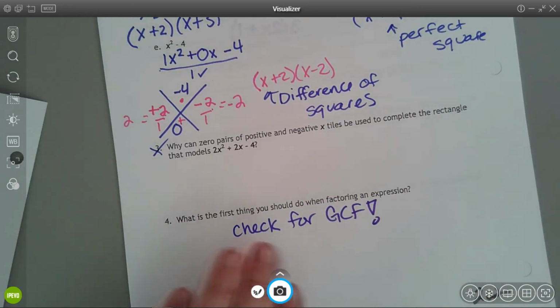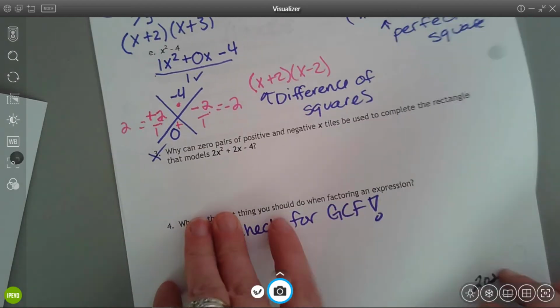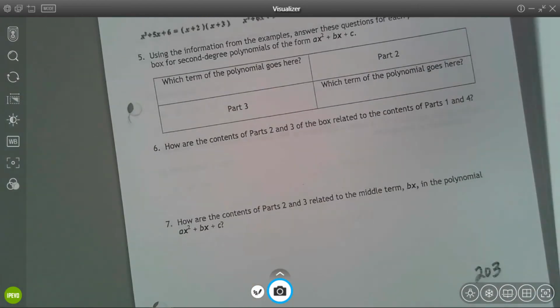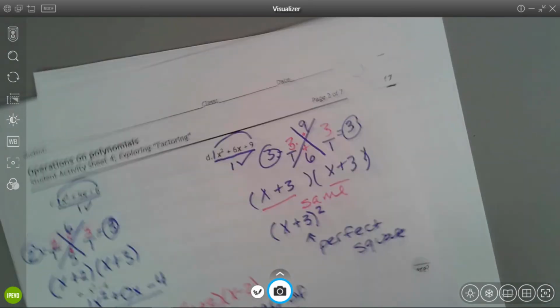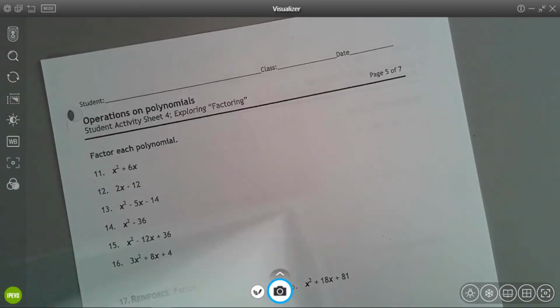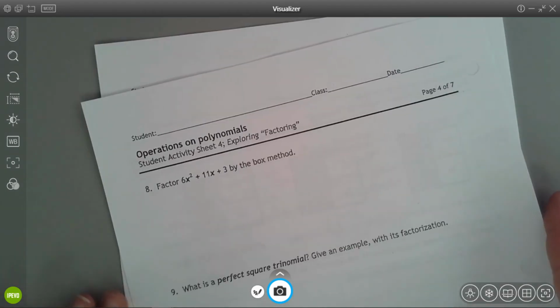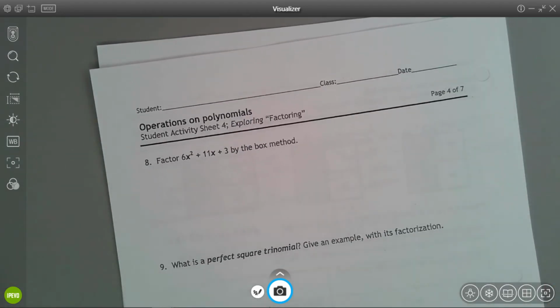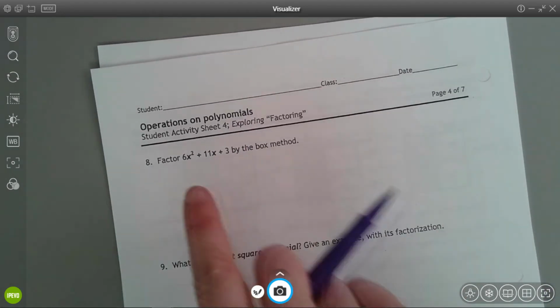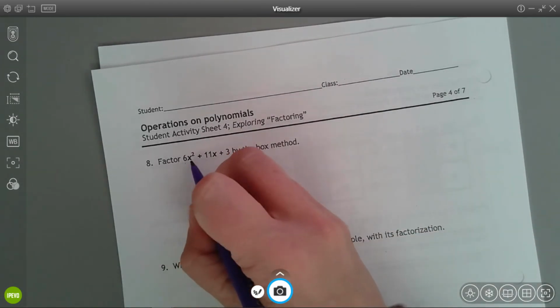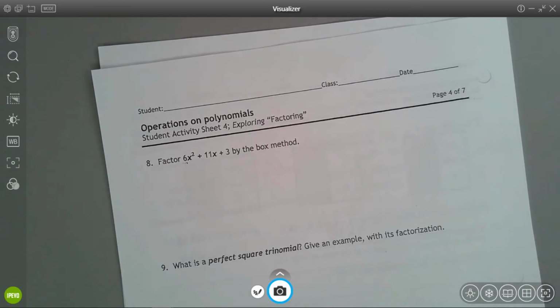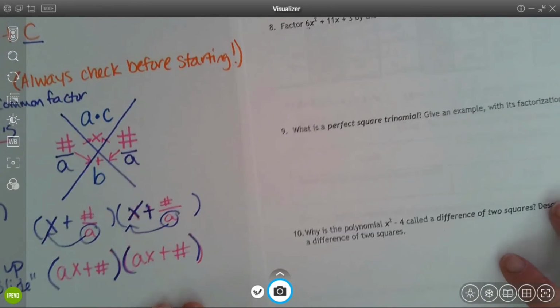Always, always, always, guys, make sure our plane is ready to go. Okay, we are going to jump to page 204. So here you can see this time my front term, my A term, is not 1. Let's see how this works with that.